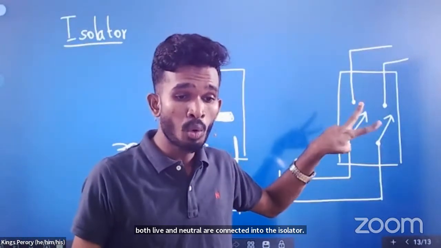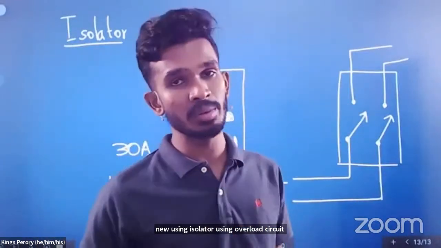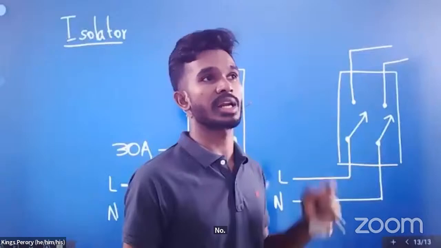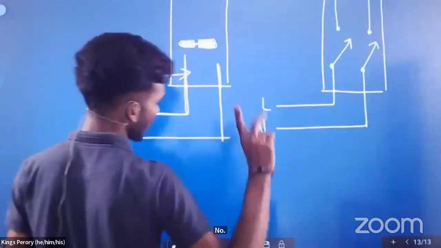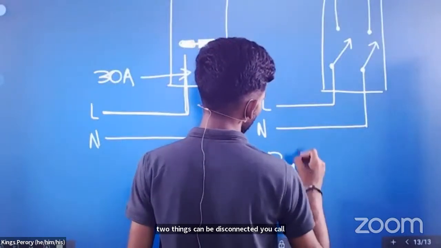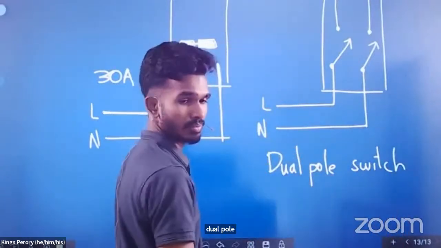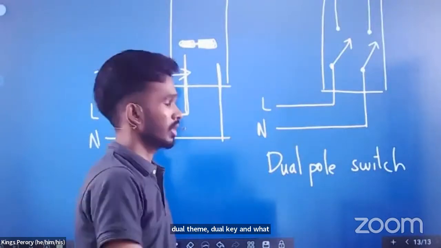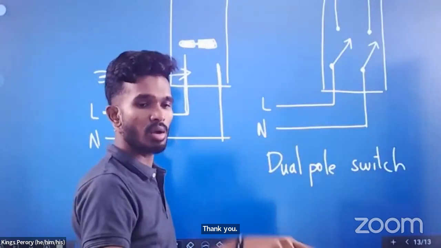You can disconnect both live and neutral using the isolator. Using the overload circuit breaker, can you disconnect both of them? No. Using the isolator, you can disconnect both live and neutral. As two things can be disconnected, you call this type of switch a dual pole switch. What do you mean by dual? Two. So both live and neutral can be disconnected. Therefore, you call this a dual pole switch.